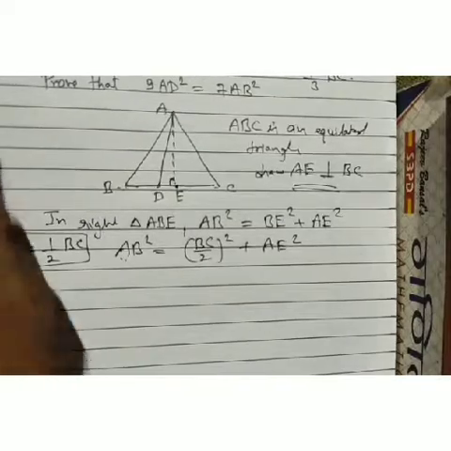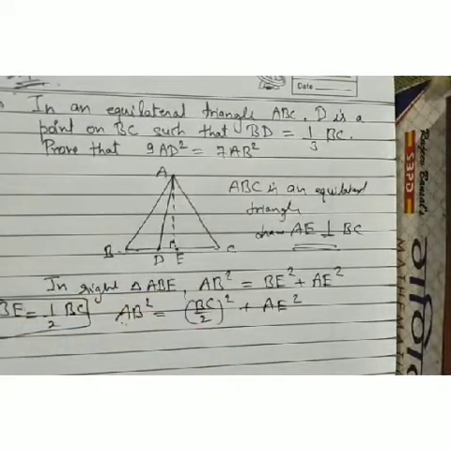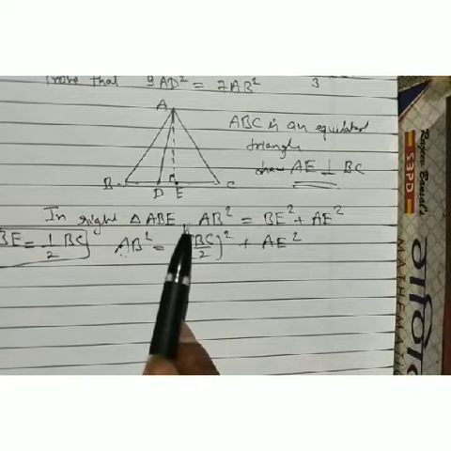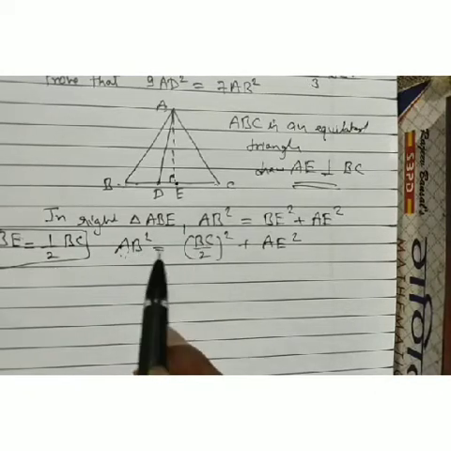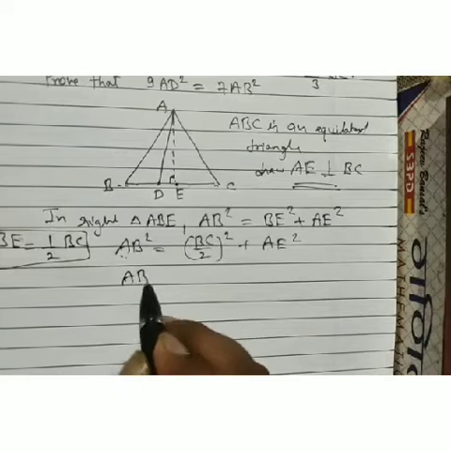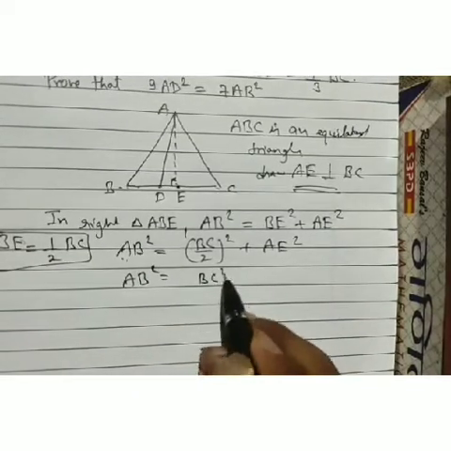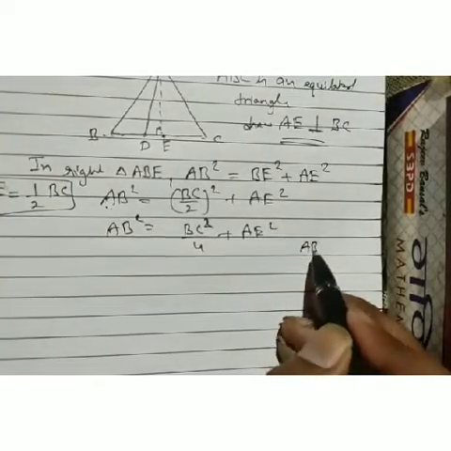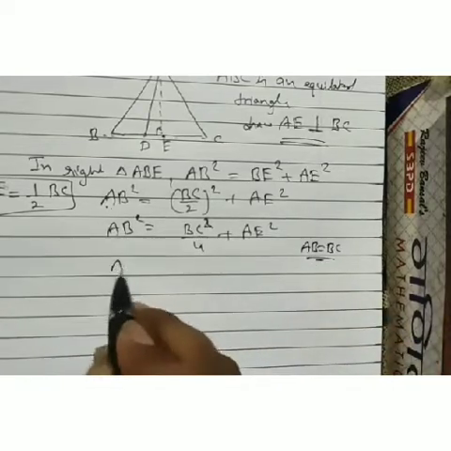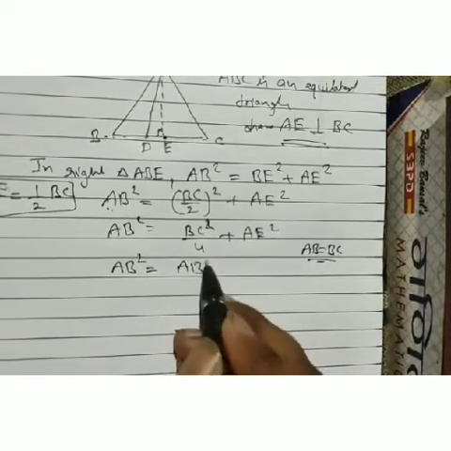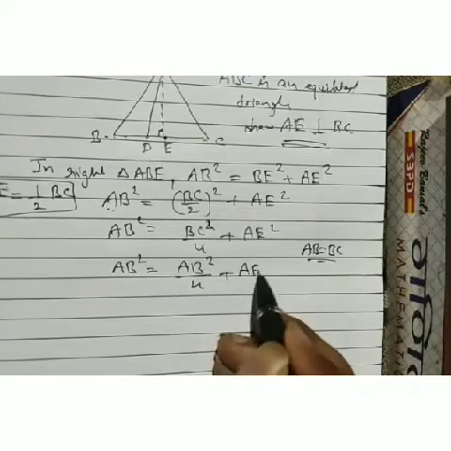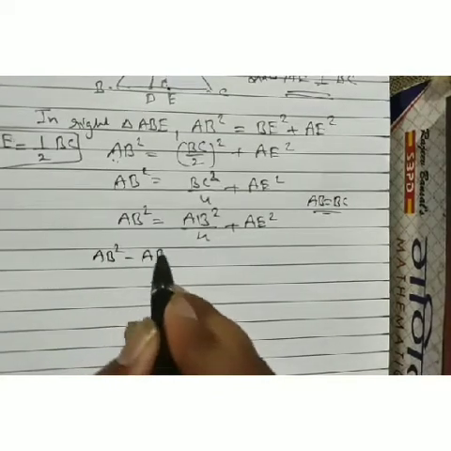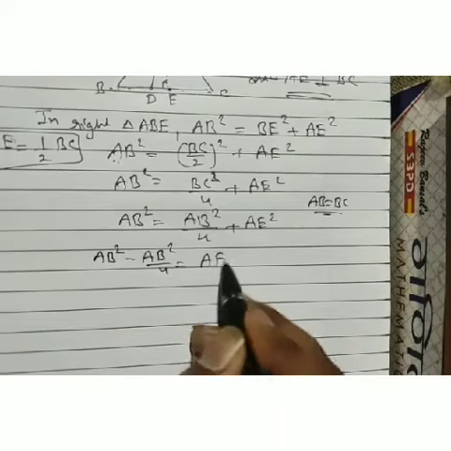Now we just need AD and AB there. So I am just going to convert our BC to AB. Our AB square, write down here, is BC square by 4 plus AE square, but AB equals BC. Then we can write AB square equals AB square by 4 plus AE square. Now we shift it: AB square minus AB square by 4 equals AE square.